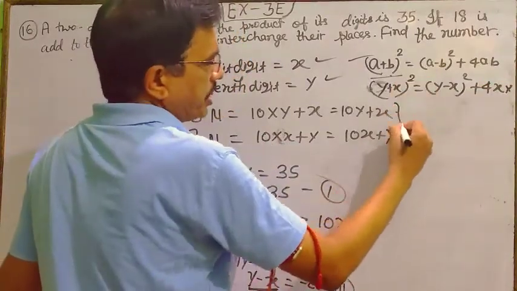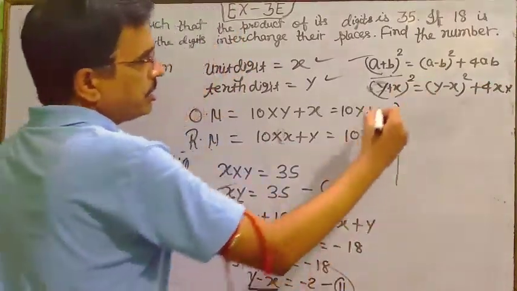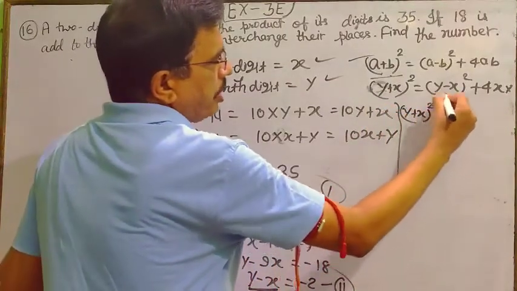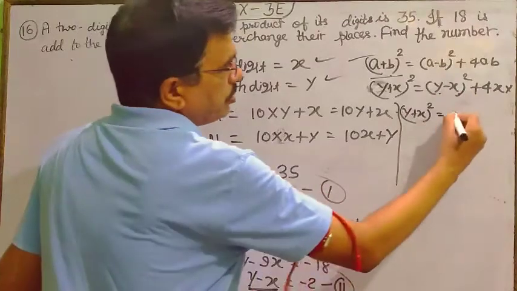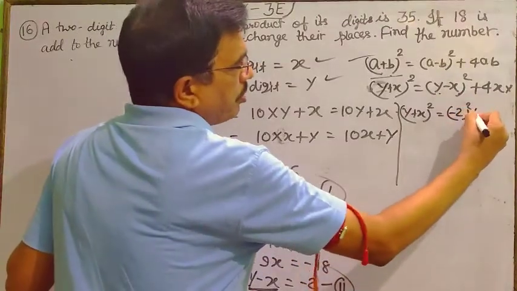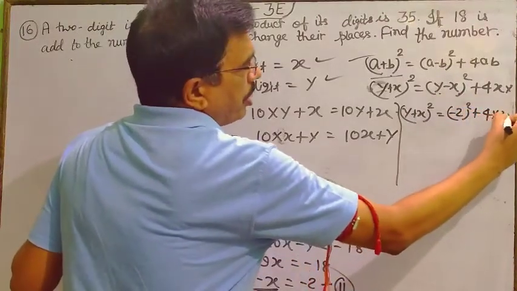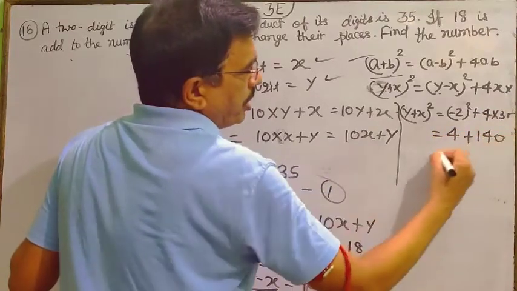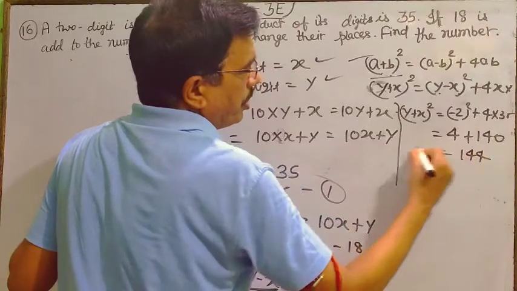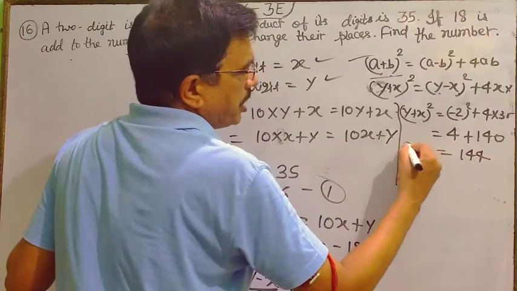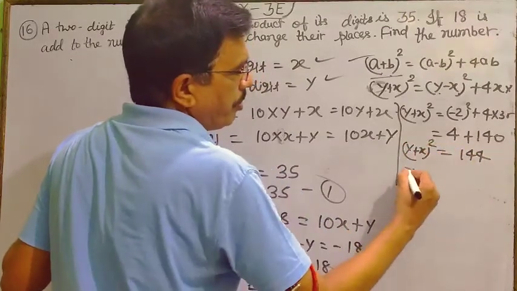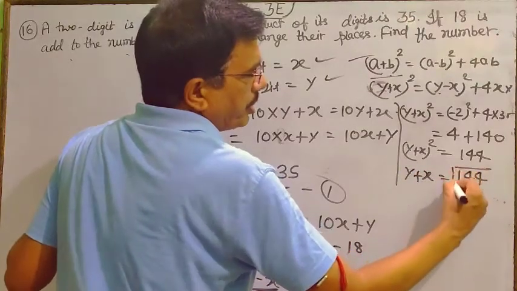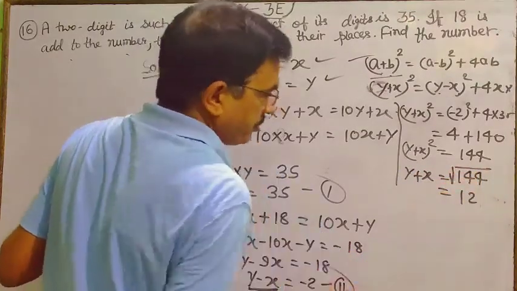Then what is y minus x? y minus x is equal to minus 2. Then it is minus 2 whole square plus 4 into 35. That is 4, and it is 140. So it is 144. So y plus x whole square is equal to 144. So y plus x is equal to under root 144. Then it is clear, it is 12.